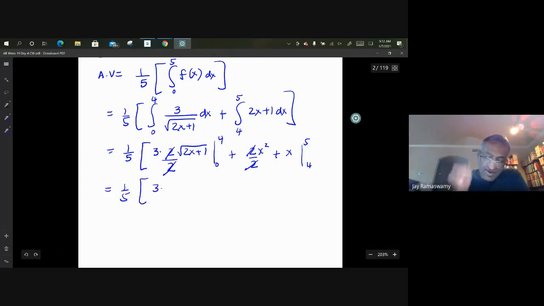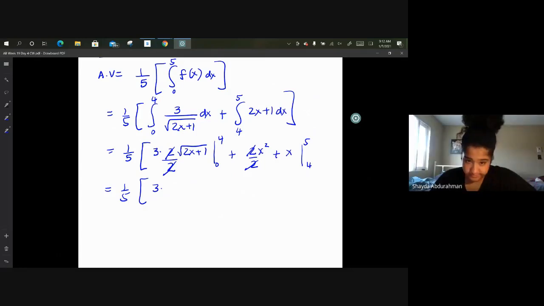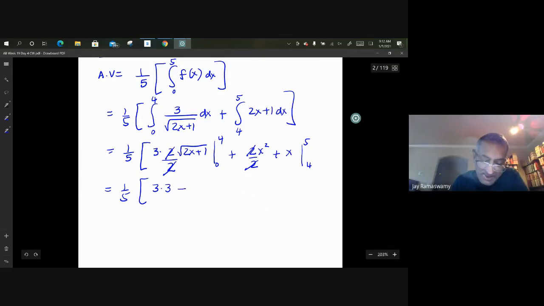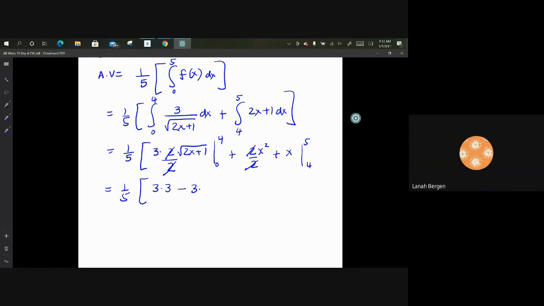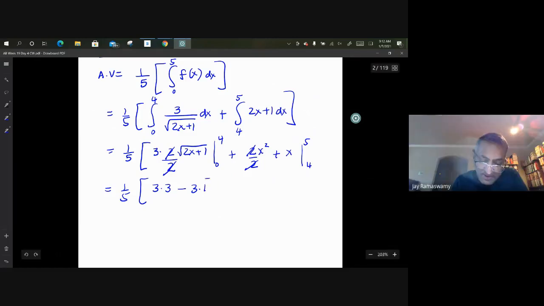3 squared, 2 times 4 is 8, plus 1 is 9. Therefore, 3 times 3, 3 times 3 minus 3 times 1. 1 plus 5 squared plus 5 minus 4 squared plus 4.